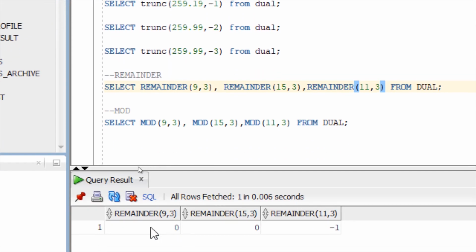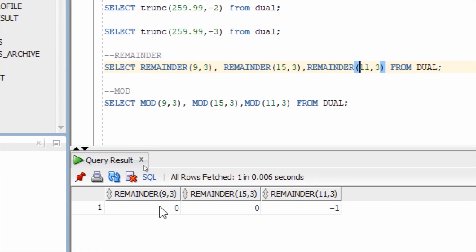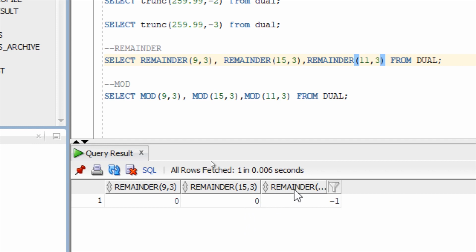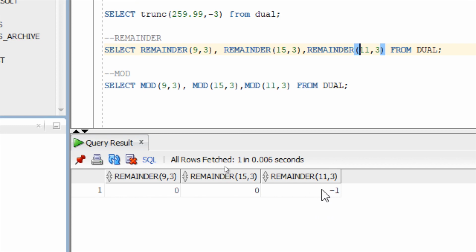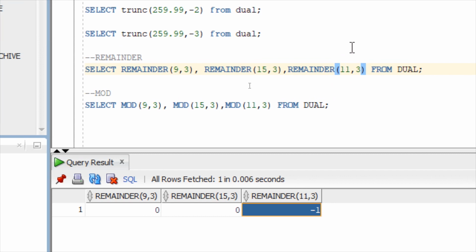See here, for remainder of 9 comma 3 it's showing us 0, that's nice, and remainder of 15 by 3 it's showing us 0, also nice, because we have no remainder when we divide 15 by 3. But when we divide 11 by 3, we may expect 2 to come as the remainder, but the remainder function in Oracle behaves differently. It will show -1. What it means is that we are nearing one number, I mean we are nearing number 12, right? So that's why it is showing -1.